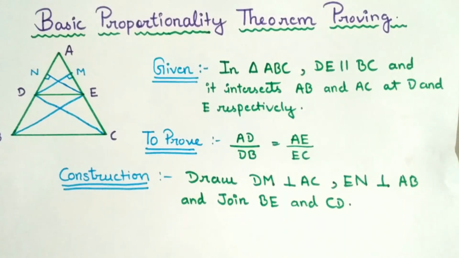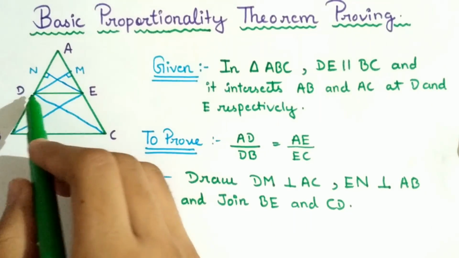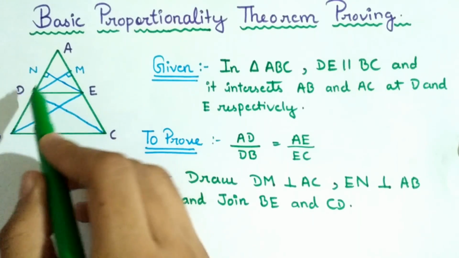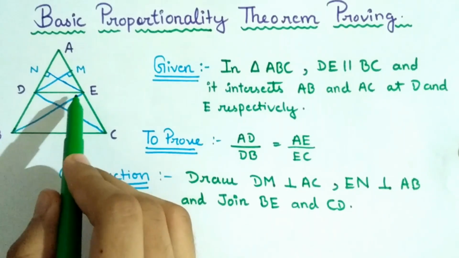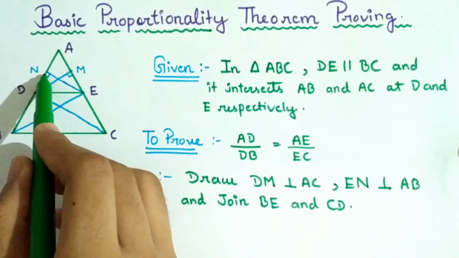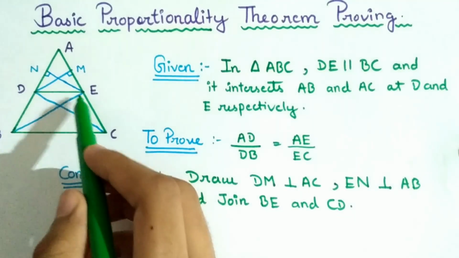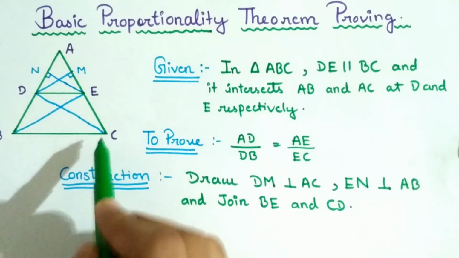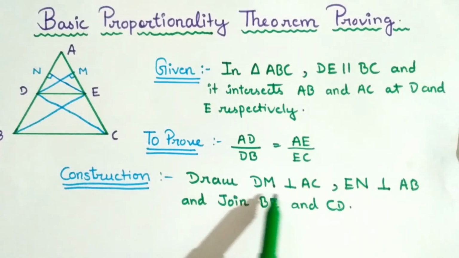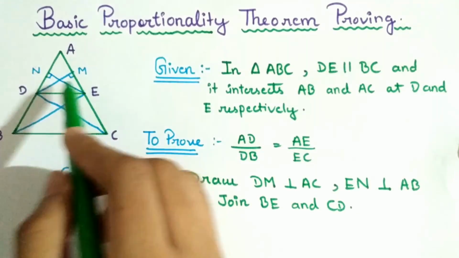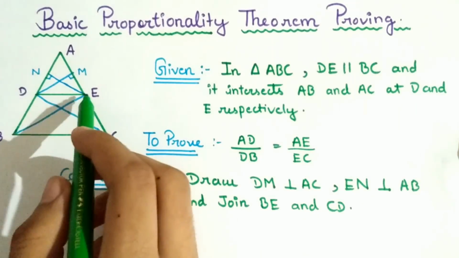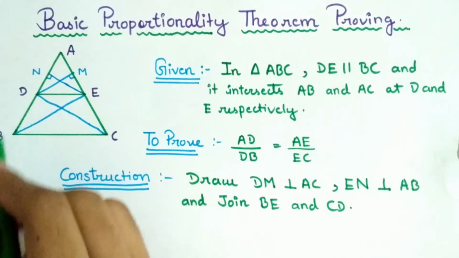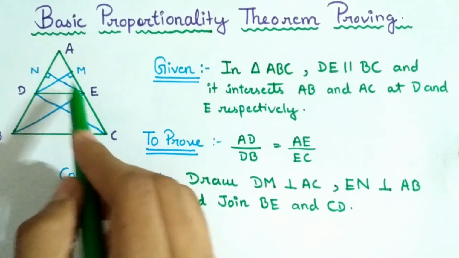Now guys, the construction. First of all, you see where we have to take the perpendicular. First, DM is the perpendicular which goes from point D to AC and forms M here, and the second perpendicular goes from E to AB and forms N here. And join EB and DC. So I have written here the construction: draw DM perpendicular to AC and EN perpendicular to AB. Guys, I have written here AB; you can also take it as AD and AE, no problem.